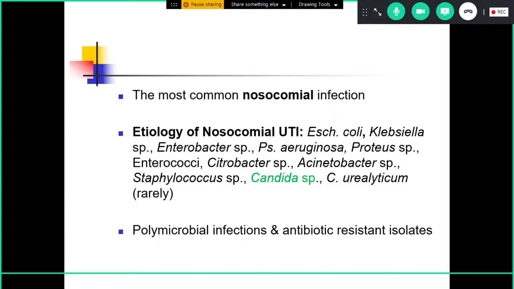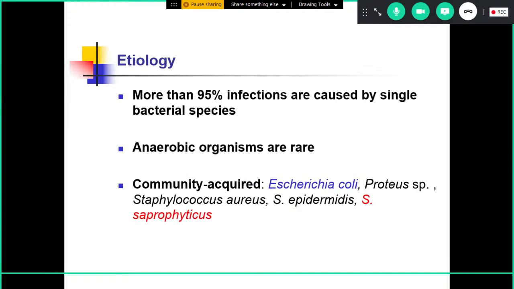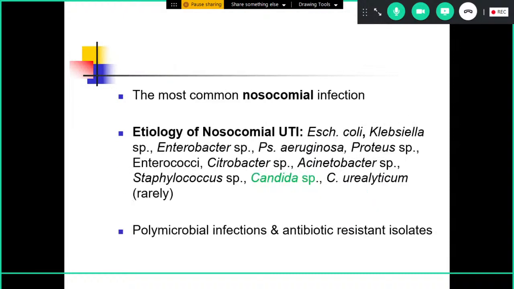But as you can see, whether it is community acquired or hospital associated, we see E. coli as the commonest. But in hospital associated, in terms of percentage, you will see other gram negative and other organisms also. While when we talk of community acquired, it is predominantly E. coli is the most common cause and forms the biggest percentage. Hospital associated, you also see some amount of polymicrobial infections and of course antibiotic resistant isolates.